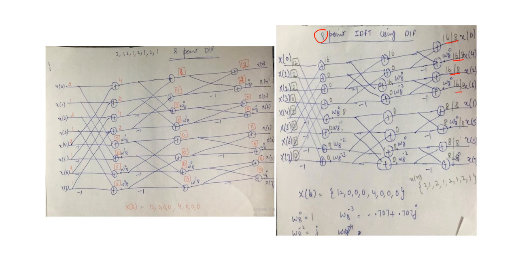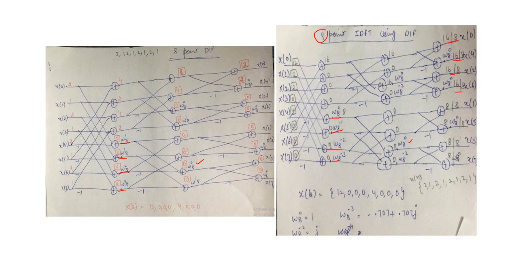The second difference is that the sign of the twiddle factor is changed. If it is W8^0, it will be W8^-0. W8^1 will be W8^-1. W8^2 will be W8^-2. W8^3 will be W8^-3. Clear?